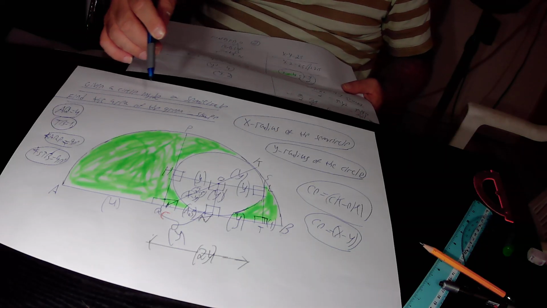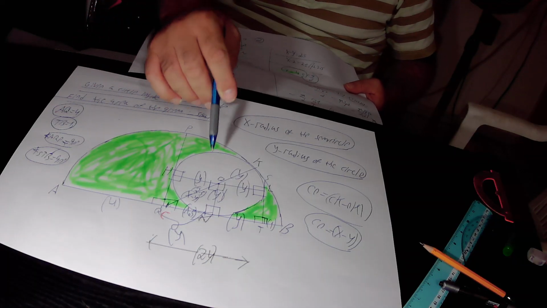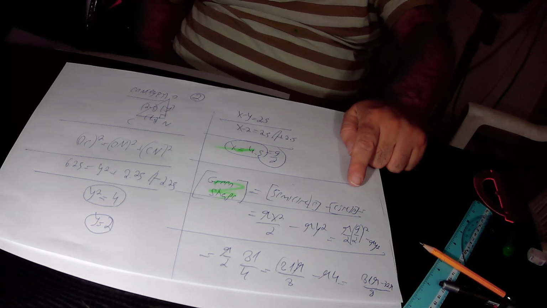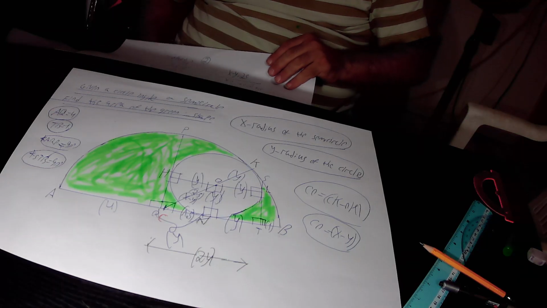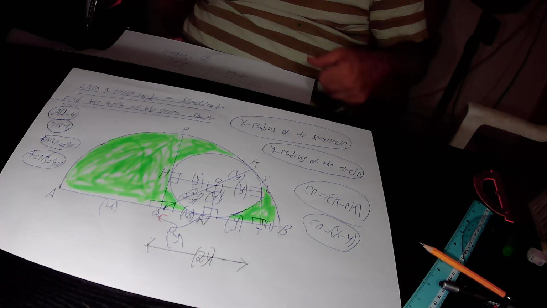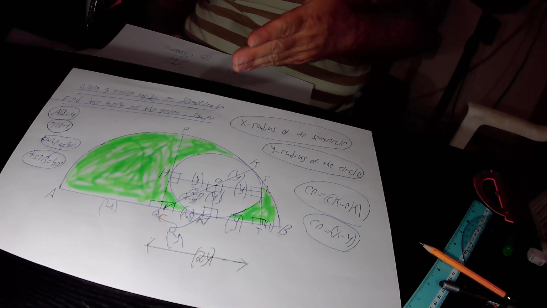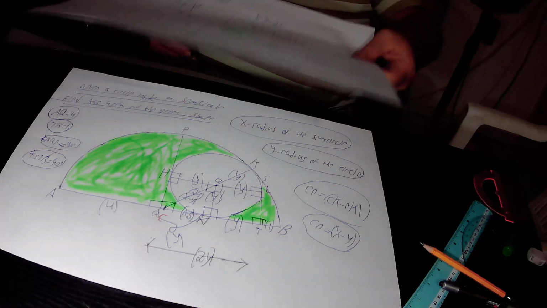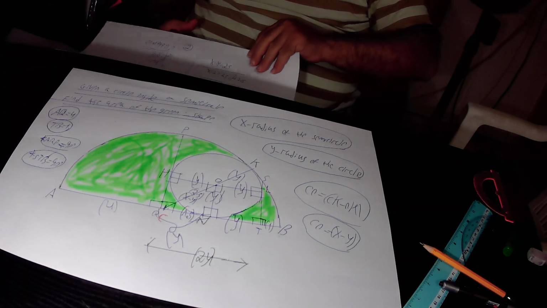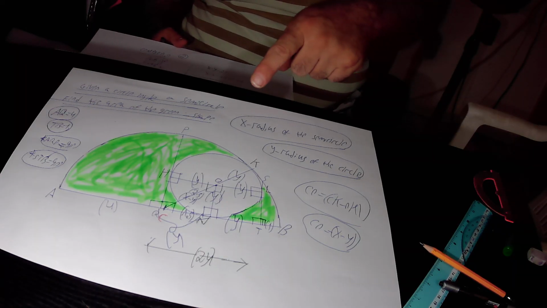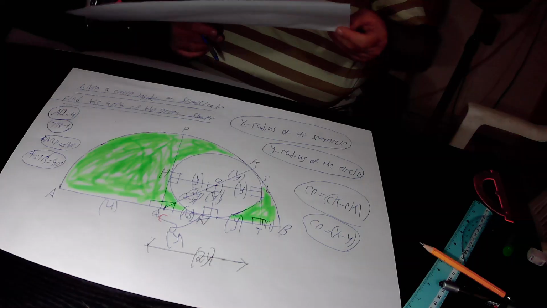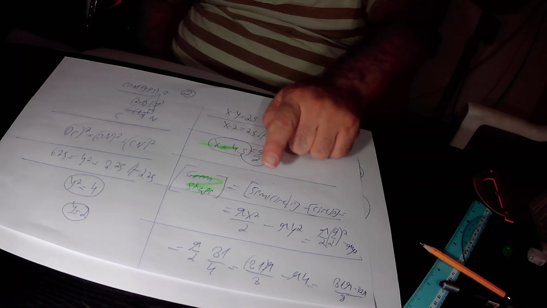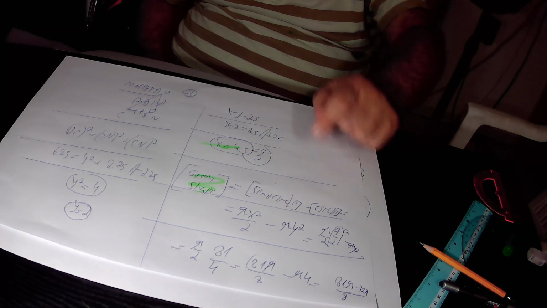The area of the green shape equals the area of the big semicircle minus the area of this small circle. The area of the semicircle equals pi x squared over 2, where X is the radius. The radius of the small circle is y, therefore its area is pi y squared. So in total, the area of the green shape equals pi x squared over 2 minus pi y squared.